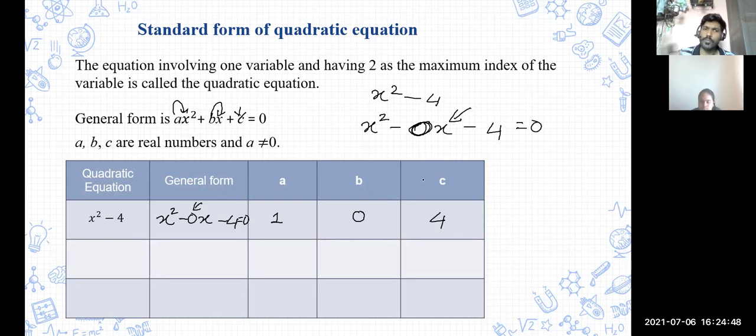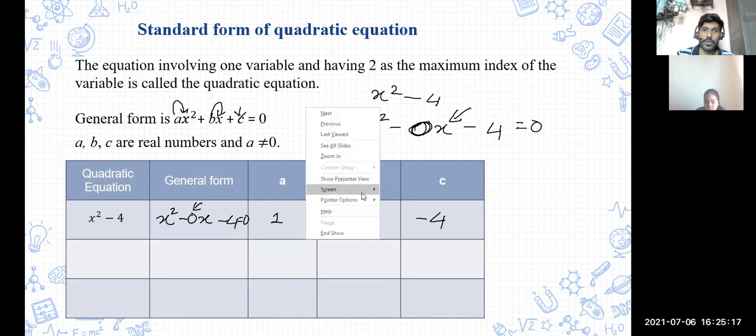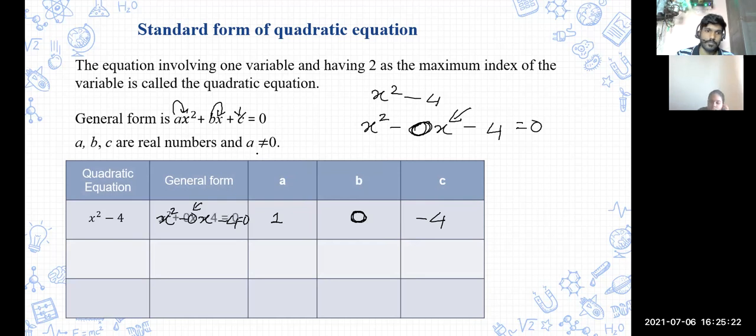We just want what is A, B, and C. So if it is minus 4, we will take minus 4. It's just that for 0, I'm not putting minus because we don't put any sign for 0. I think this is there in the textbook. So if you want, you can write it in pencil in your textbook. It's already printed.